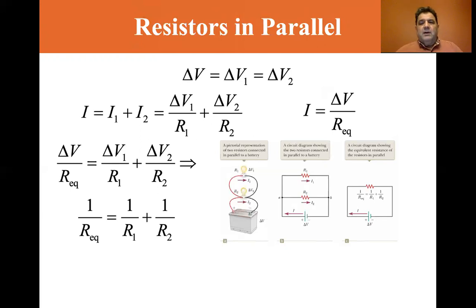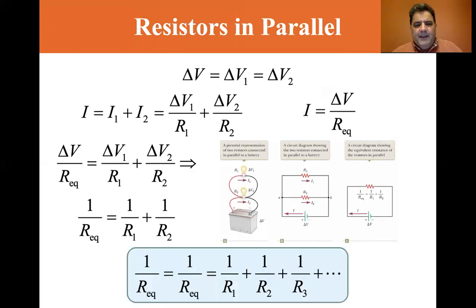Now, I've given you that little shortcut, but please remember that this is 1 over R equivalent. This is not the answer to your equivalent resistance. You have to take the reciprocal of this to get the equivalent resistance. And if you only have 2 resistances, then you can use R1 times R2 over R1 plus R2, and that'll give you the equivalent resistance.